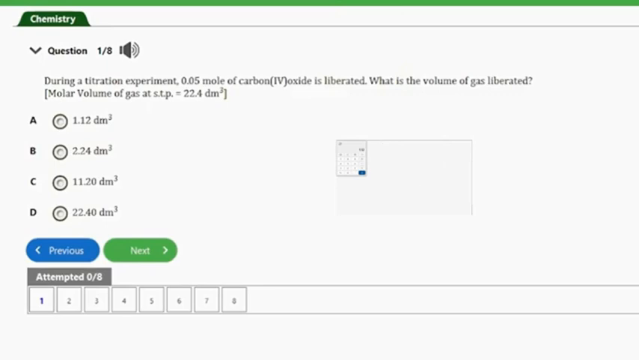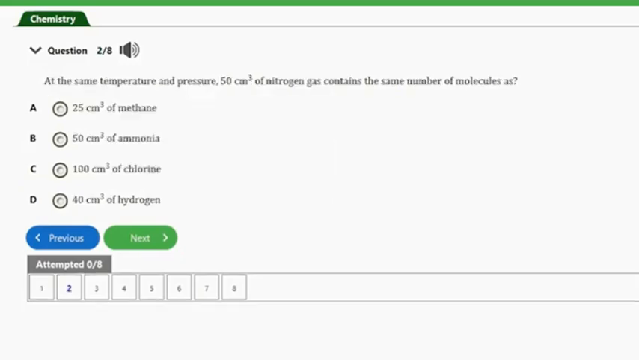So let's go ahead and wipe this out, and then let's consider the next question, guys. The next question here is question number 2. So guys, the question says, at the same temperature and pressure, 50 cm cube of nitrogen gas contains the same number of molecules as A, 25 cm cube of methane, B, 50 cm cube of ammonia, C, 100 cm cube of chlorine, D, 40 cm cube of hydrogen. So guys, the answer to this question here is option B, and that's 50 cm cube of ammonia.